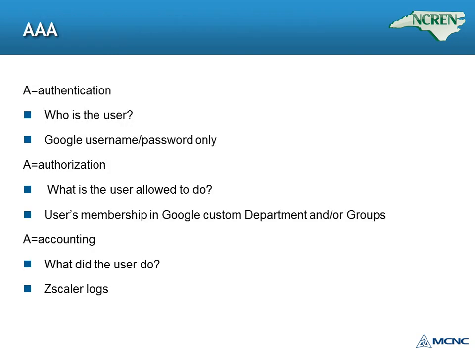So we're going to be talking about AAA in association with tying these two services together. Here, AAA is not the American Automobile Association, but Authentication, which is who you are, which is your Google username and password only; Authorization, which is what you can do, which would involve the user's membership in a Google custom department and or groups in Google; and accounting. That's primarily tied to Zscaler, and you would see what the user did in the Zscaler logs.